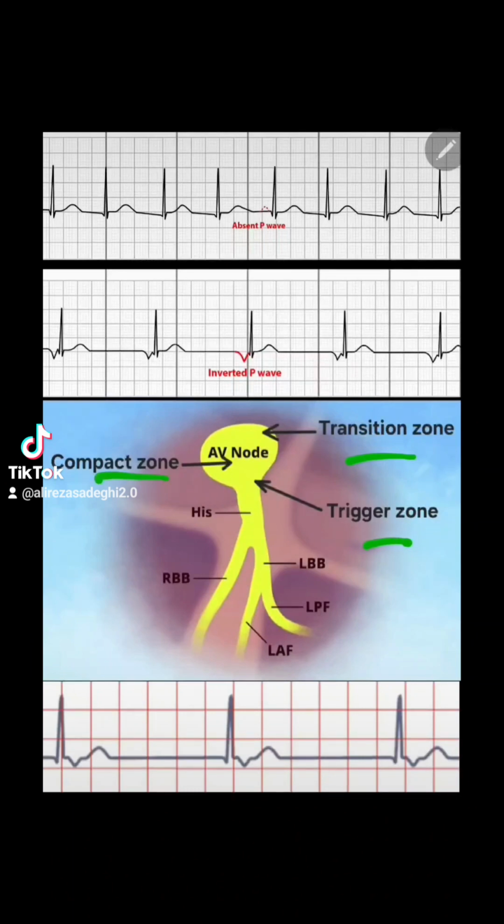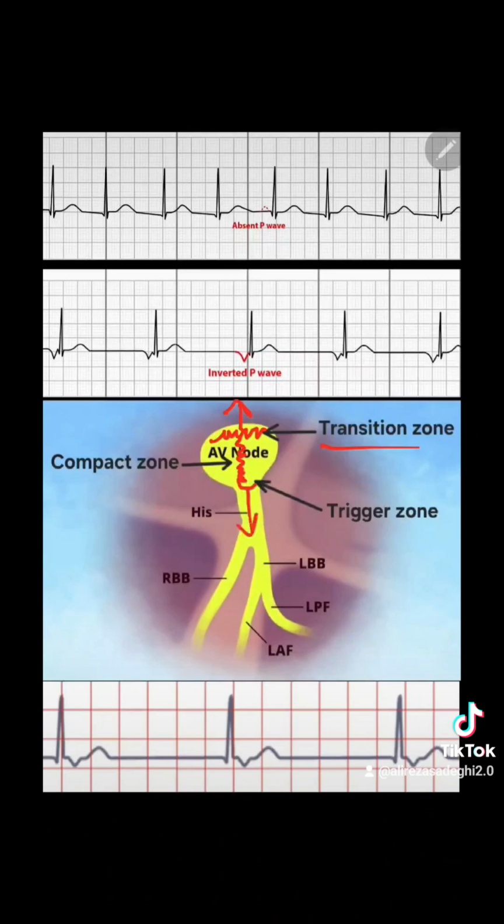And depending on which area is responsible, you could have different possibilities as far as the P waves with your junctional rhythm. If signals are generated in the transition zone, which is this area right over here, they will hit the atria first. Then the signal or signals have to travel through the slow conduction of the compact zone before they can hit the trigger zone and shoot down the His bundle to the right and left bundle branches to allow for ventricular depolarization.